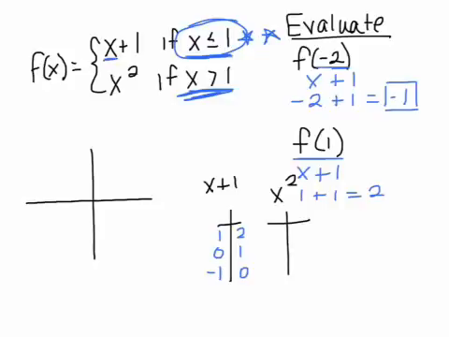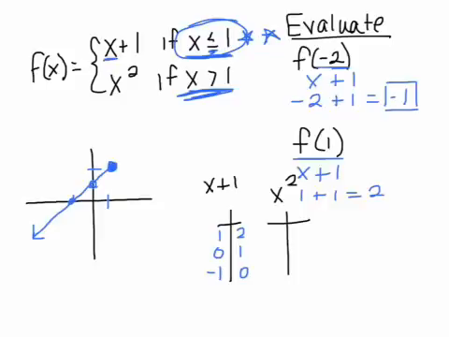So now I plot these points. 1, 2 with a closed circle because it includes it. 0, 1, -1, 0, and at this point you can see the pattern and you can continue it.